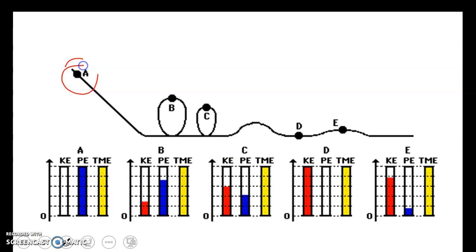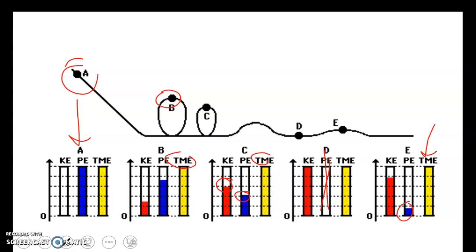So at A, we've got all potential. At B, we've got a combination of potential and kinetic. At C, going a little bit faster, so we have more kinetic than potential, but our total mechanical energy is still constant. At D, we're at the very bottom. There's no potential, therefore it's all kinetic. And at E, we have a little bit of height, so some of the potential energy takes the place of kinetic. But at the end, everything added together equals the same total mechanical energy.